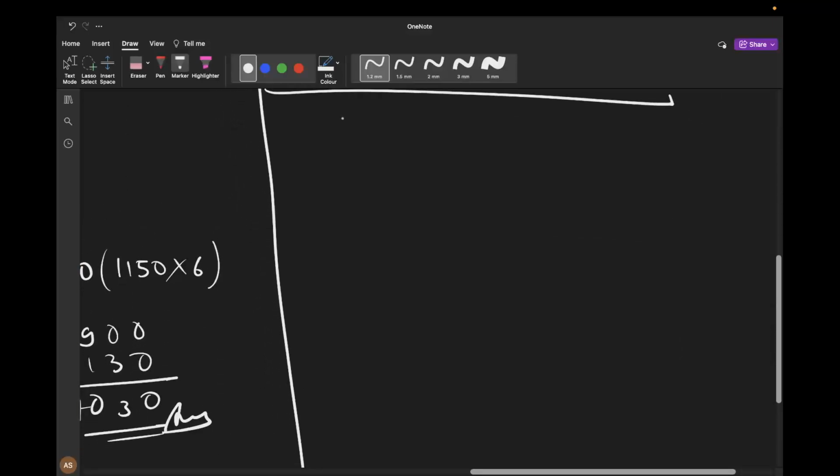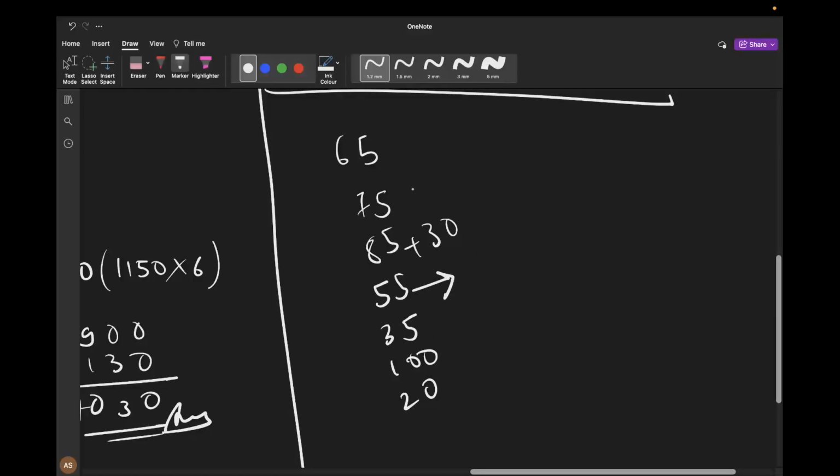One last, we'll have smaller numbers, don't worry. 65, 75, 85, 55, 35, 120. We have 7 numbers again. Let's assume this time 55 to be our assumed mean. We have plus 30 here, we have plus 20 here, we have plus 10 here, we have minus 20 here, we have plus 45 here, and again a minus of 35.